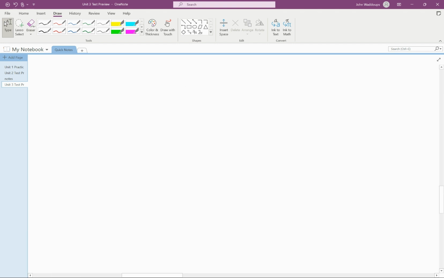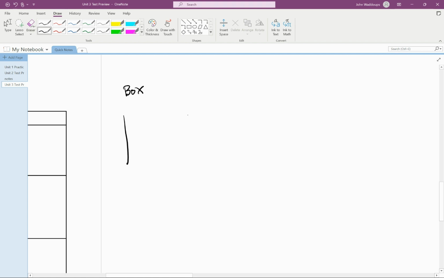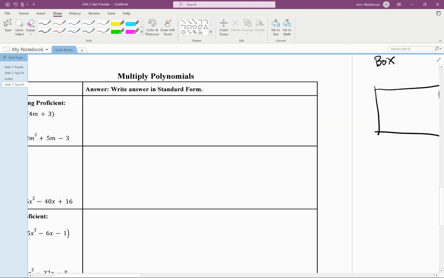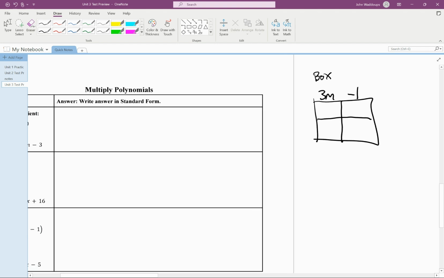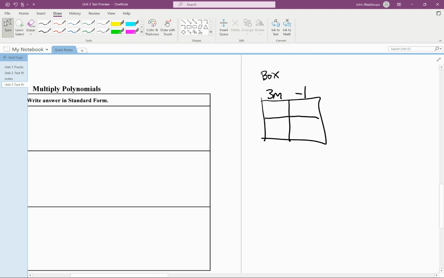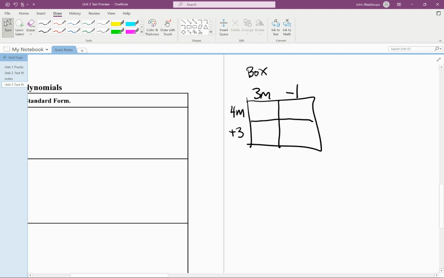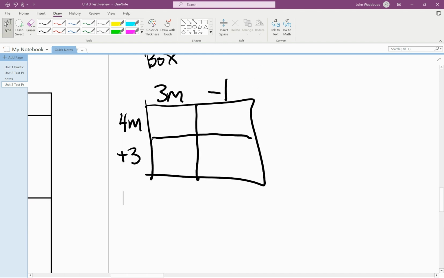The first is just by using a box. It's just a graphic organizer, but I can take this problem here, 3m minus 1, and write it along the top of the box, and then 4m plus 3. I'm setting it up like this because you kind of just multiply it like you would times tables.